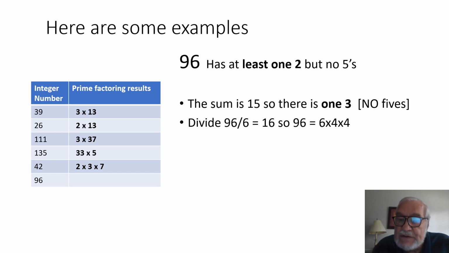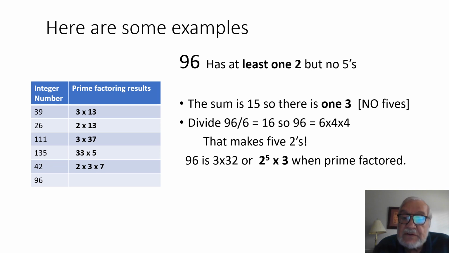All right, and if you'll notice now, this can be broken down into 5 2's. There's a 2 with the 6. There's 2 with that 4 and 2 with the second 4. So it's a total of 5 2's and a 3. And so the prime factoring of 96 is 2 to the 5th times 3.